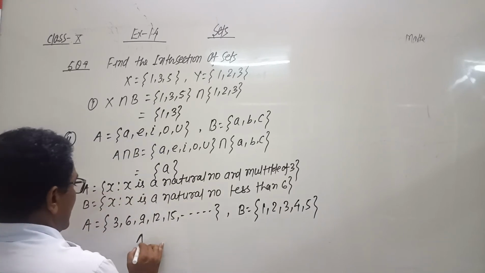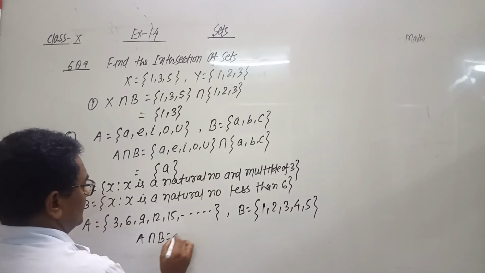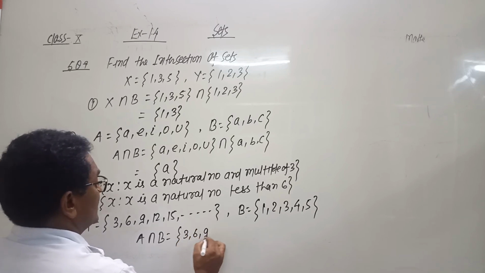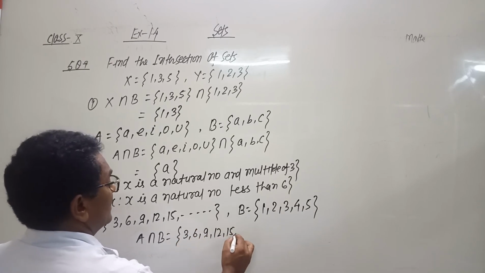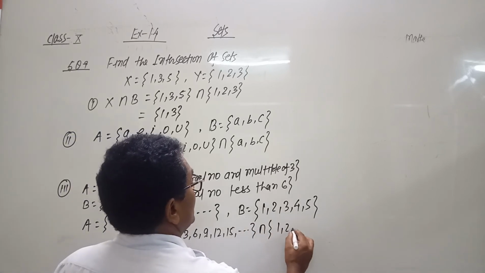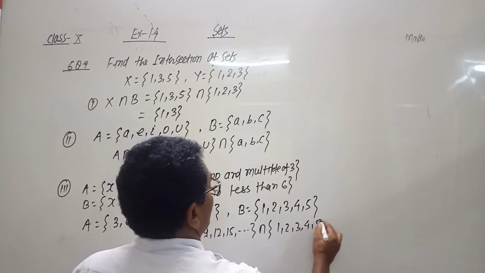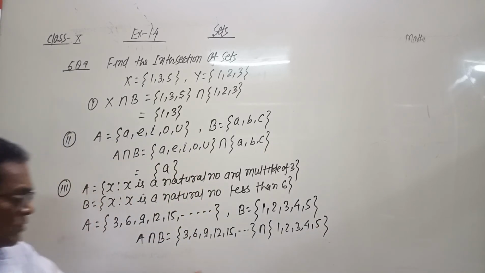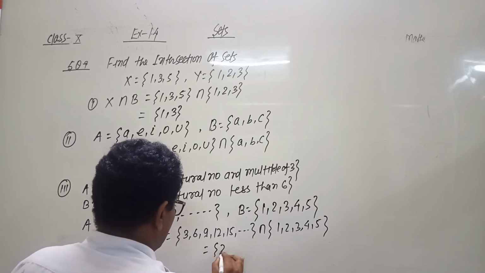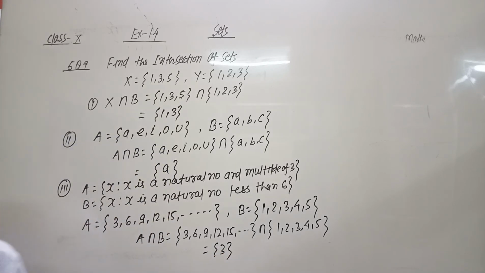Now we have to find A intersection B. So set A elements 3, 6, 9, 12, 15, and so on, intersection set B is 1, 2, 3, 4, 5. Then what is common in both? Only 3 is common. So the result will be 3.